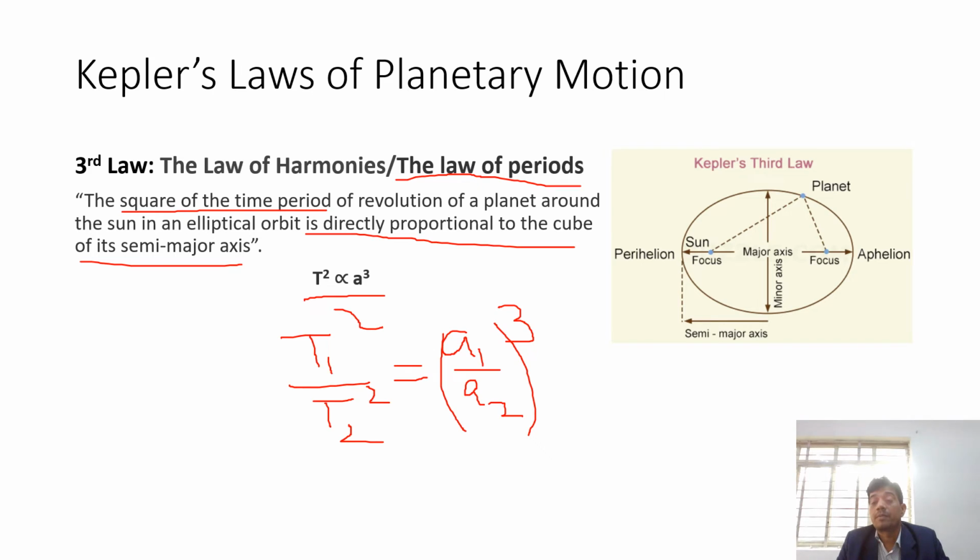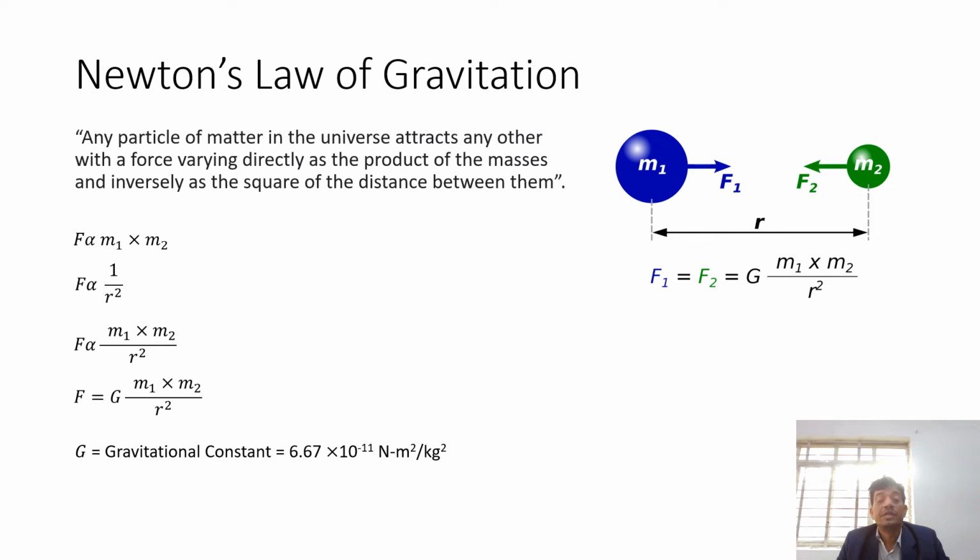Next you come to Newton's law of gravitation. All of you are already acquainted with this law from school level also, right? Every body in the universe attracts every other body. That force of attraction, you can say, is gravitational force, right? Any particle of matter or any body in the universe. It may be between two planets, between the sun and a planet, or between the planet and the satellite. Whatever may be the body, whatever may be their masses.